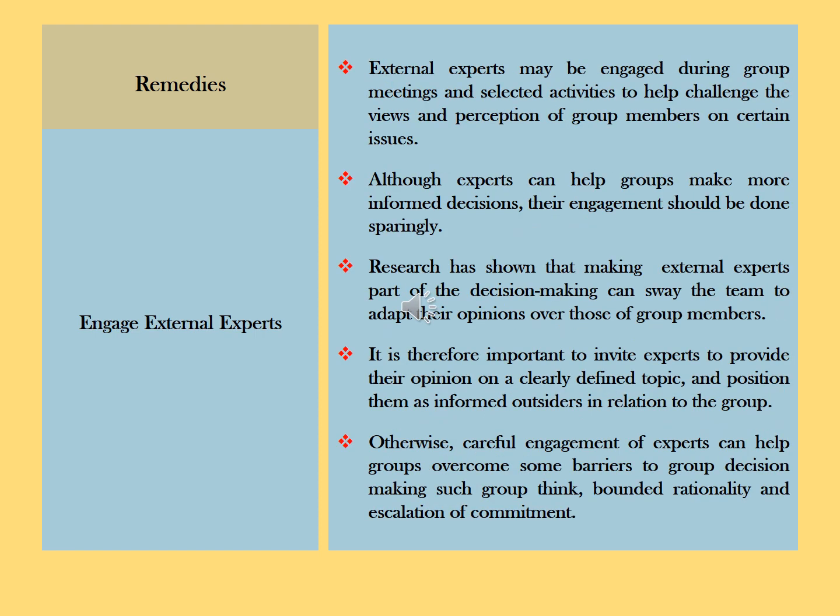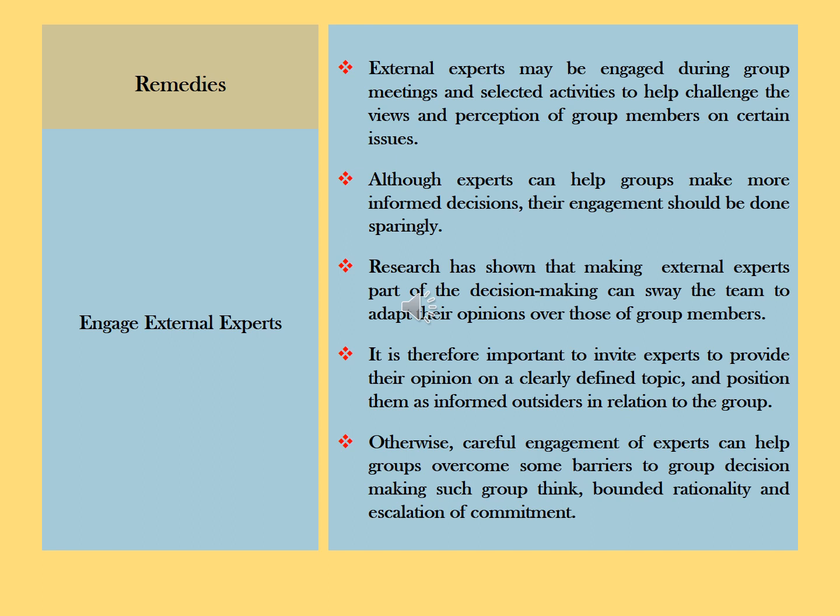The other remedy to barriers to group decision making is through the engagement of external experts. External experts may be engaged during group meetings and selected activities to help challenge the views and perception of group members on certain issues. Although experts can help groups make more informed decisions, the engagement should be done sparingly. This is because research has persistently found that making external experts part of the decision making can sway the team to adopt the opinions over those of group members.